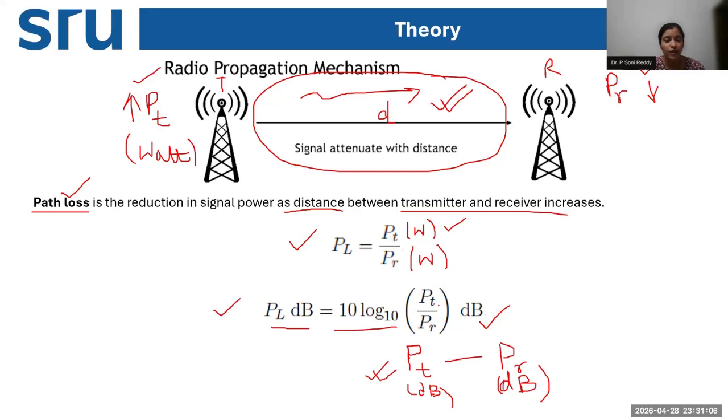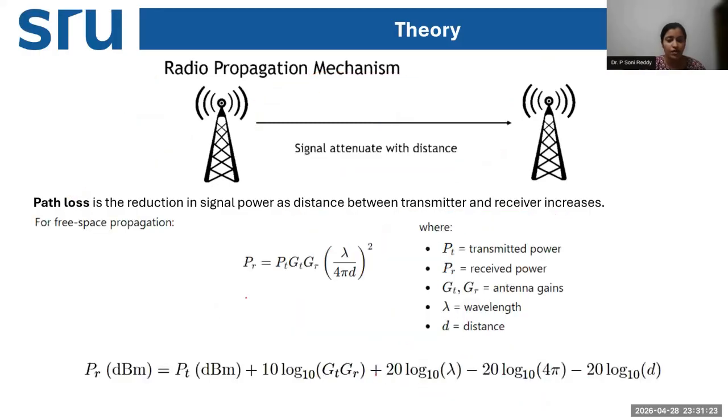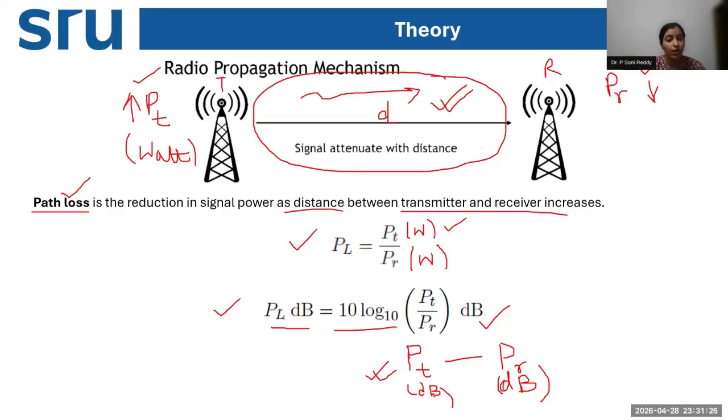So if it is a multiplication in the normal equation, in dB scale, it would become addition. If it is division, it becomes subtraction. So very plain, simple equation we have. So the first equation is a simple ratio if the power is given in watts, and if it is given in dB, you will use this formula. Okay. So next, this is what is called path loss.